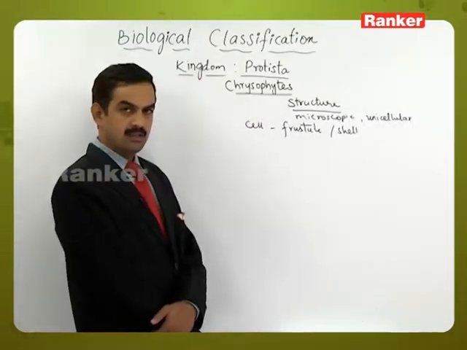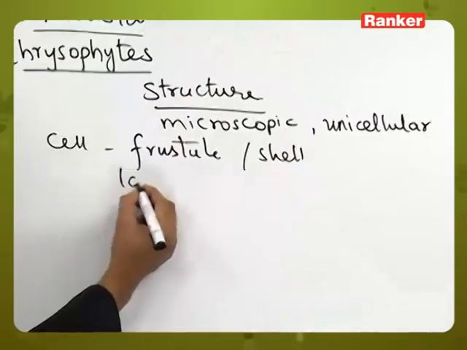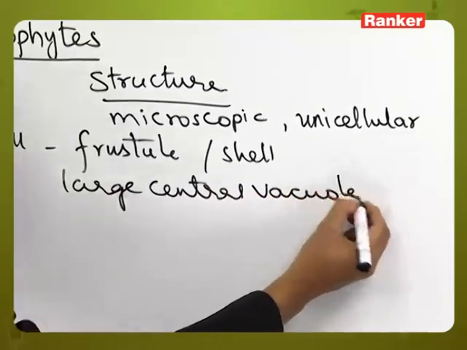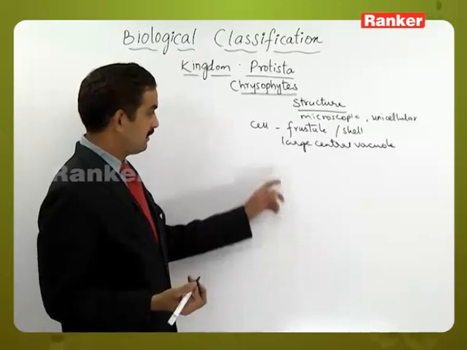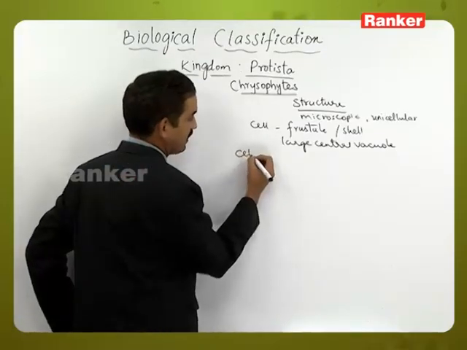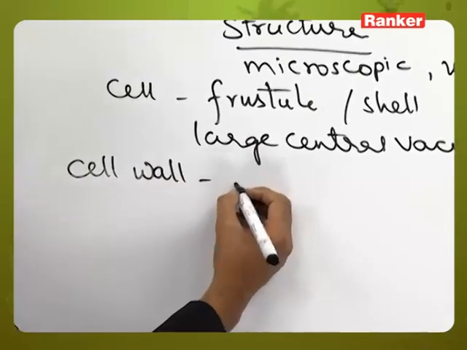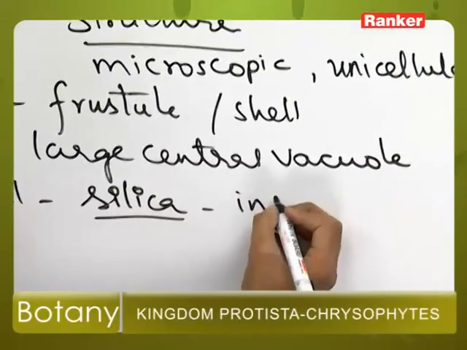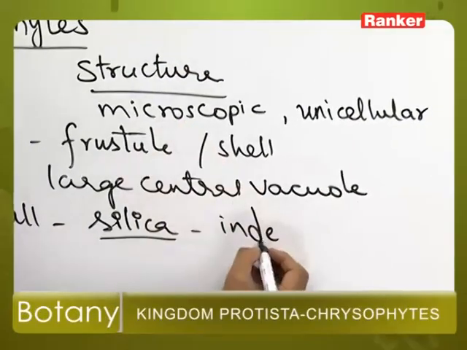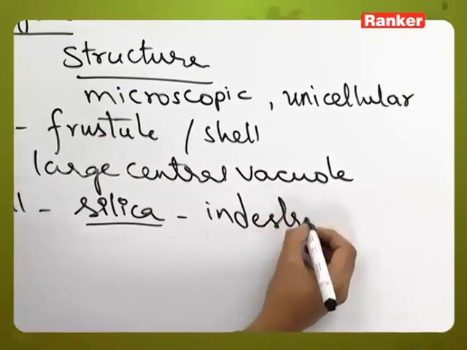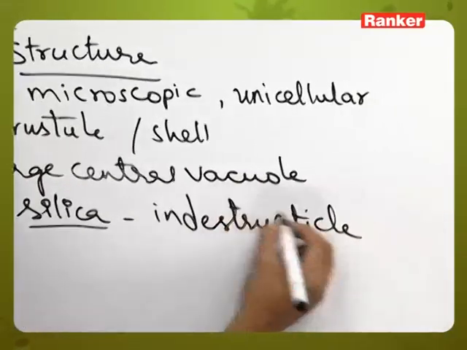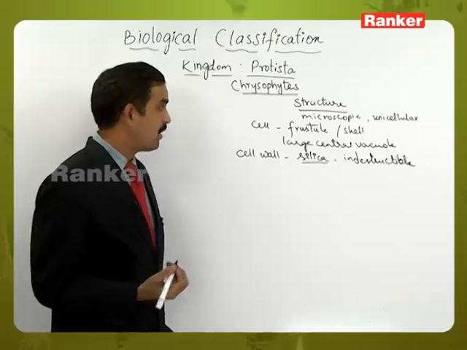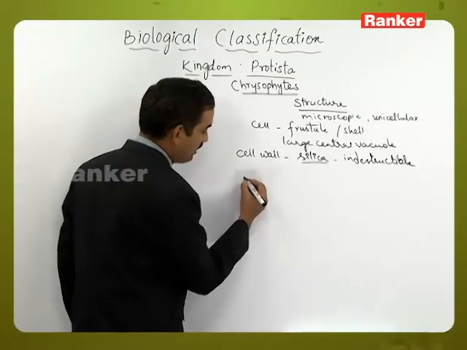Inside the cell they have a large central vacuole. Then the cell wall is present around the frustule. This cell wall is encrusted with silica. Due to the presence of silica, the shells of the Chrysophytes are indestructible, and they have two shells, the upper shell and the lower shell.